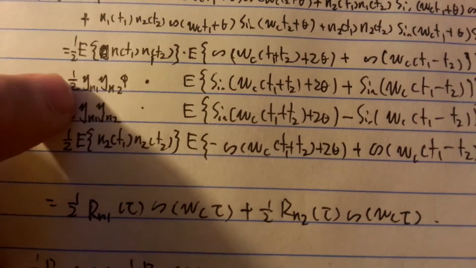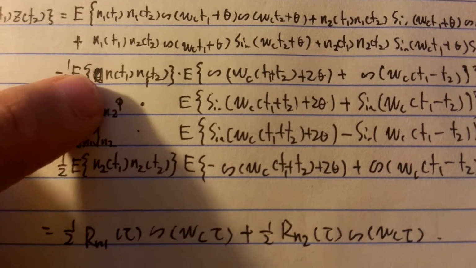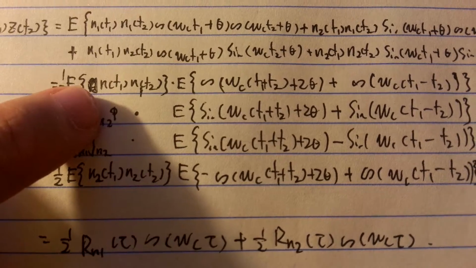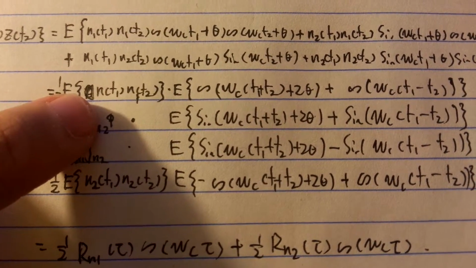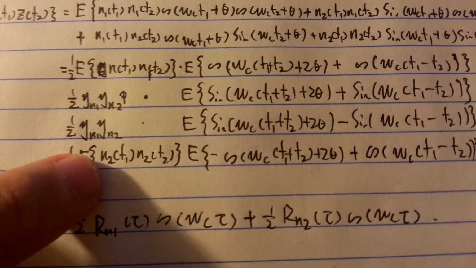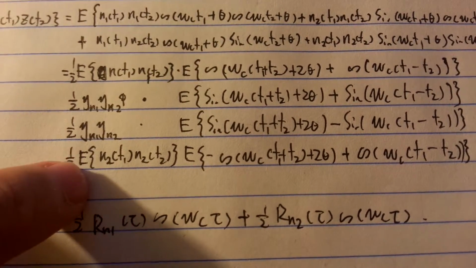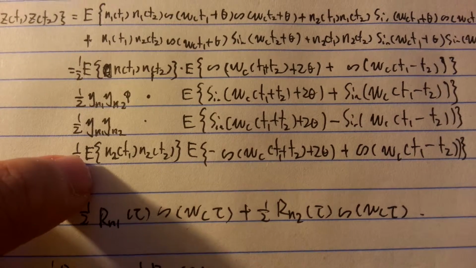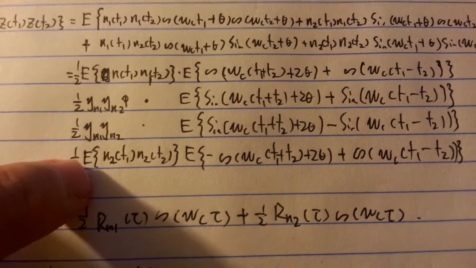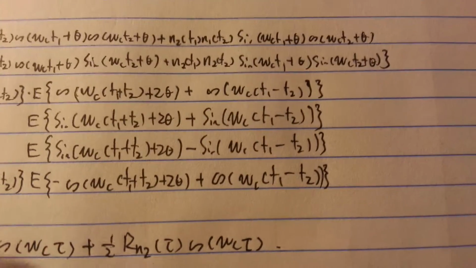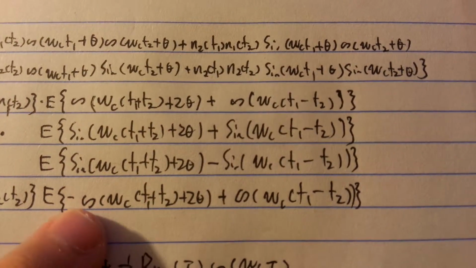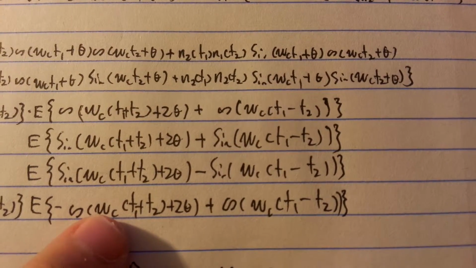But for n1 of t1 times n1 of t2, or n2 of t1 times n2 of t2, because they are not independent, what we get is just the autocorrelation functions of themselves. We can then find the expectation of the cosine and sine functions.